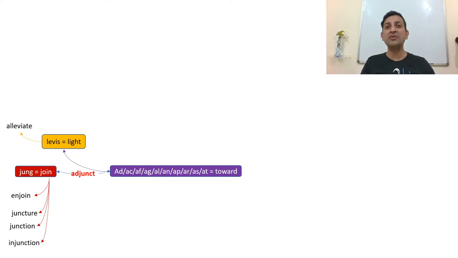Actually, alleviate means to lighten the burden of someone, to lighten the pain of someone, to reduce the misery of someone, to reduce the suffering of something. So anything that alleviates a situation makes it a little better. To alleviate is to make a bad situation better.